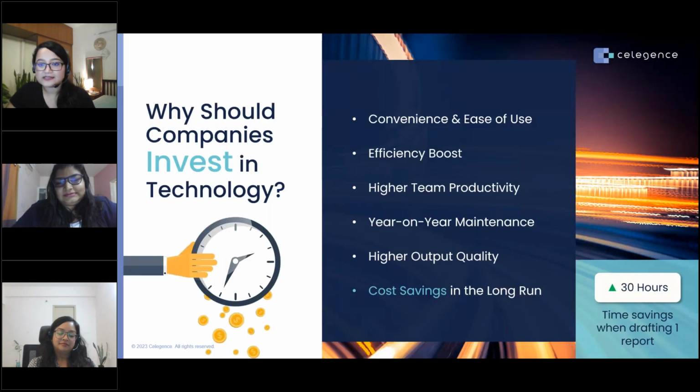And what I mean is by incorporating technology in your workflows, you automatically achieve an efficiency boost. You achieve higher team productivity. Your team's not spending time on manual tasks, just gathering data, compiling it, saving it. Because once you automate it, your team can then focus on content that truly matters, analysis of that content, and producing a higher quality draft. And this will also help you with year-on-year maintenance. And in the long run, prioritizing convenience, efficiency, and improved output quality will ultimately contribute to cost savings by saving your company valuable time and resources.